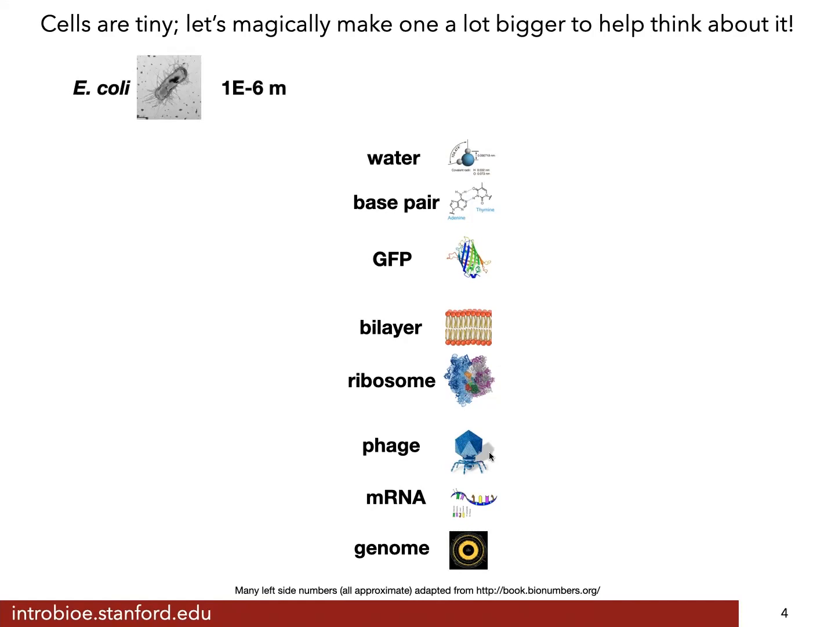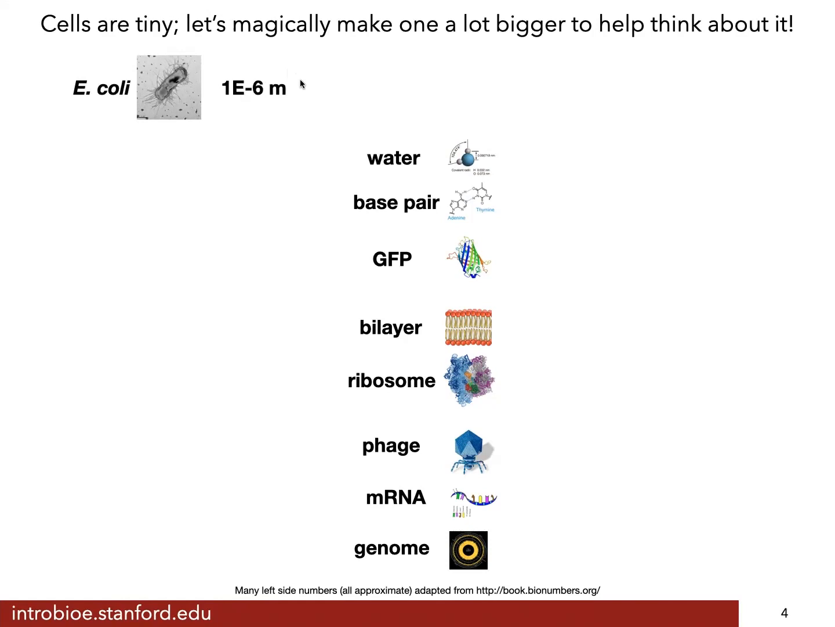So E. coli roughly is 1/1,000,000th of a meter long. Sometimes it's a little bit bigger, and it's shaped like a tube or a cylinder, about 1 micron or 1/1,000,000th of a meter long. And that's notated by 1e-6. This is shorthand for 1 × 10⁻⁶ meters, or 1/1,000,000th of a meter.